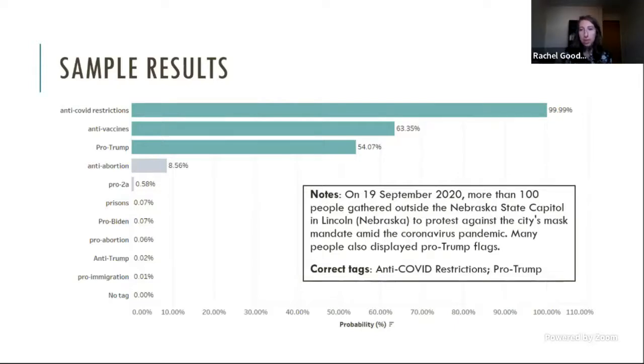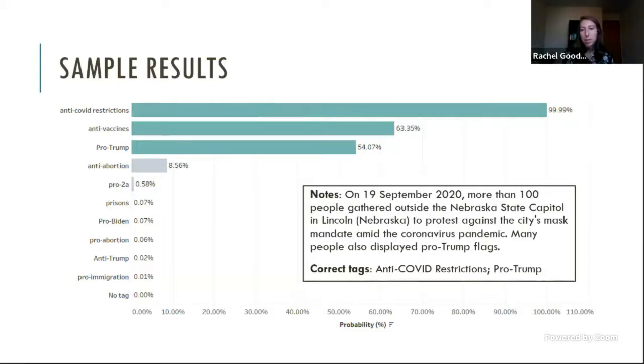So the correct tags in this case, the tags that were added by our human coders, our human researchers, were the anti-COVID restrictions tag and the pro-Trump tag. Now, if you look at the graph here showing the results from the model, we actually have 3 tags that were assigned by the model, 3 tags that exceeded that 20% probability threshold. And we can see that the anti-vaccine tag in this case is actually incorrect. So the model assigned it, but it should not have.